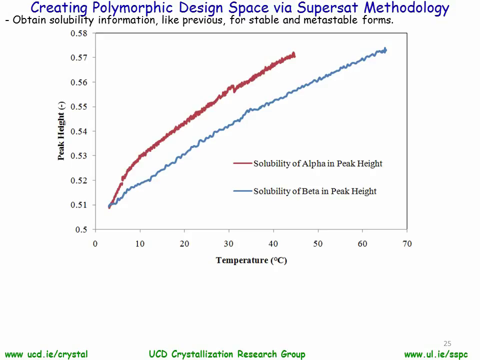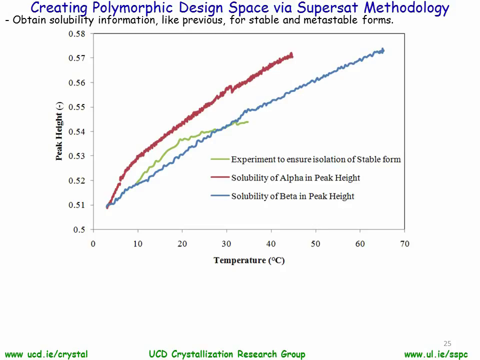So the great thing about this is now we can design experiments around supersaturation to ensure we never become supersaturated to the undesirable metastable form. So what we've done here in green is an experiment where we have cooled at 0.5 degrees centigrade per minute, which was the maximum plant cooling rate. And as we can see here, we never become supersaturated with respect to the metastable alpha form.